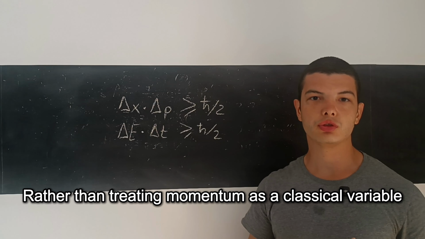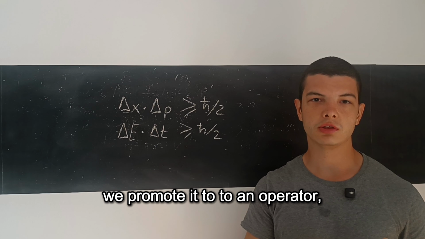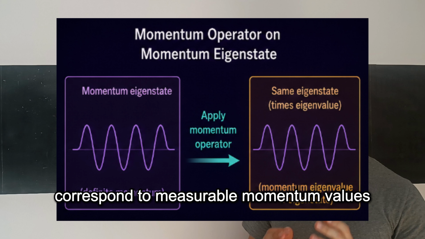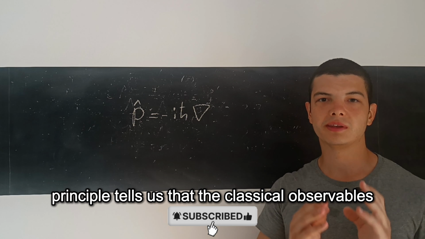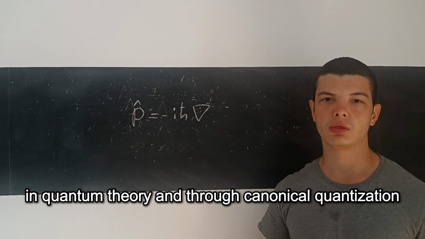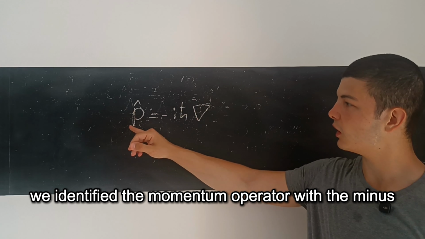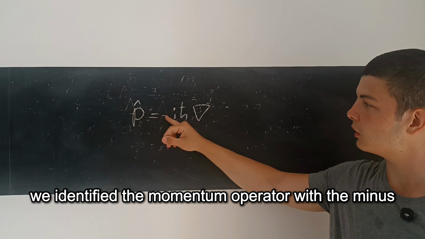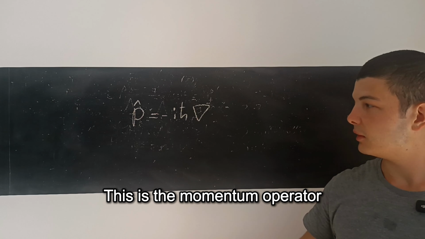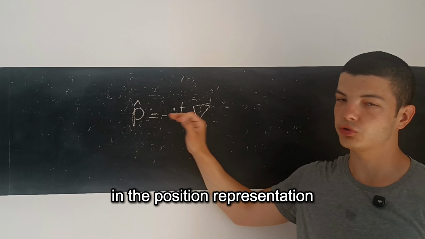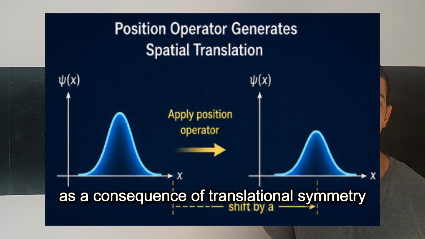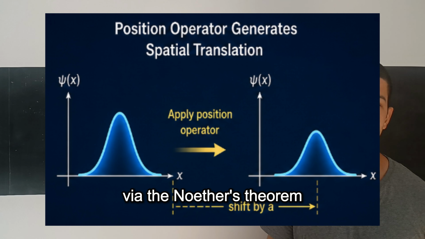Rather than treating momentum as a classical variable, we promote it to an operator, an observable whose eigenvalues correspond to measurable momentum values. The correspondence principle tells us that the classical observables must map to Hermitian operators in quantum theory, and through canonical quantization we identify the momentum operator with minus the imaginary unit i times the reduced Planck constant times the gradient. This is the momentum operator in the position representation. It generates spatial translations as a consequence of translational symmetry via Noether's theorem.